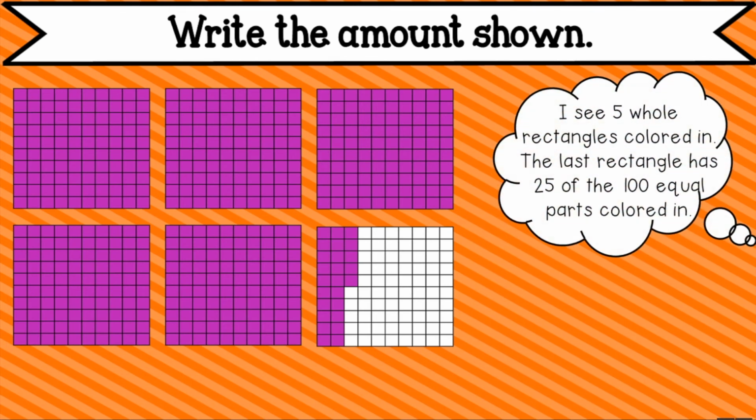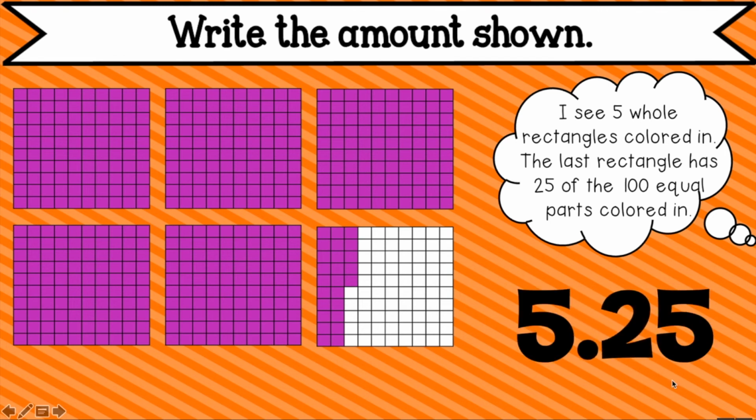Okay, for this one, I see 5 whole rectangles colored in, and the last rectangle has 25 of 100 equal parts colored in. So this is a little bit different. Now we're working with hundredths instead of tenths. So we have 1, 2, 3, 4, 5 wholes. So 5 would be the number on our left, and then we would put our decimal point. And here we have 25 of 100. So 25 needs to be in the hundredths place. So it looks something like this, 5.25. The 2 is in the tenths place, and 5 is in the hundredths place. So this is 25 hundredths.